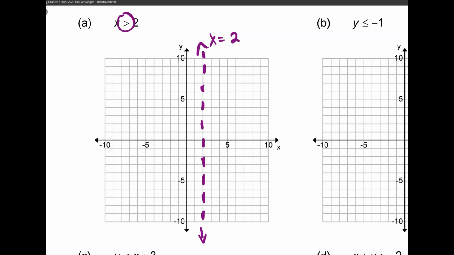And then I have to pick a point and see if it's true. That way it tells me if I shade that side or not. So I'm going to pick 0, 0. Notice this is not on my dash line. I can pick it. So I insert this in.